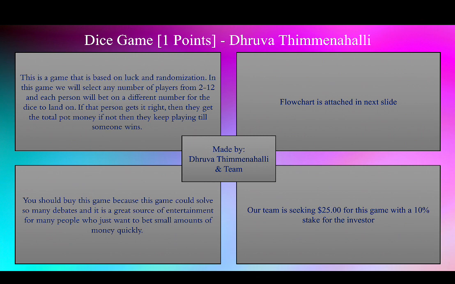Or if they have a debate that they want to solve, they always just roll the dice and figure it out. Or if they're trying to figure out who wants to play first in basketball, who gets the ball first. So games like this are offline, very easy, just like the other 2. And since this is such a simple game that didn't take a lot of time to code, our team is seeking $25 for this game with a 10% stake for the investor.